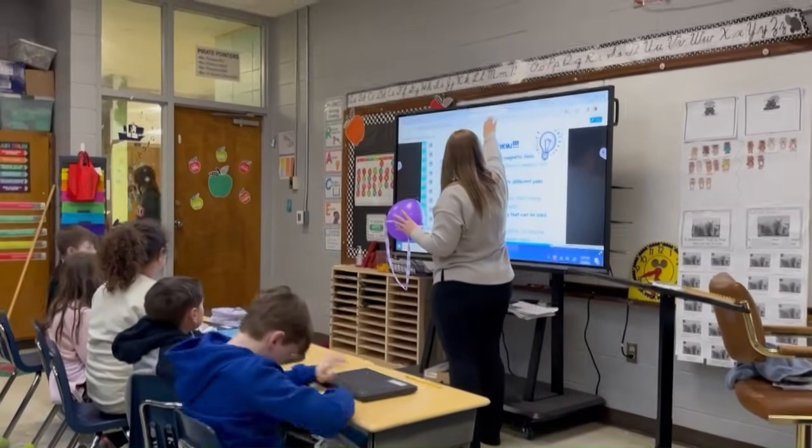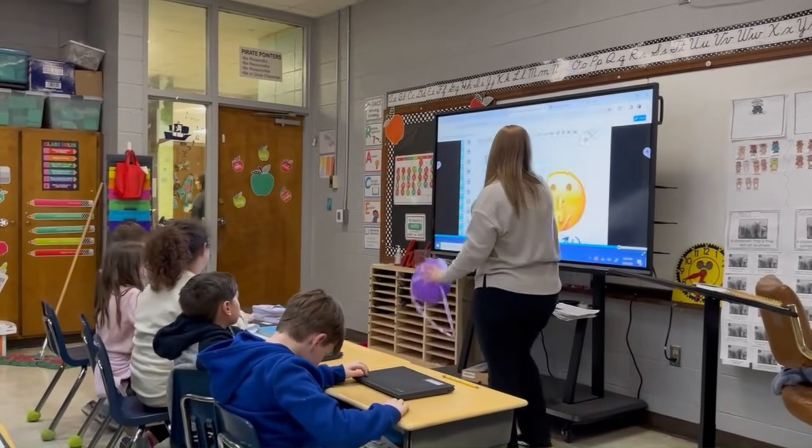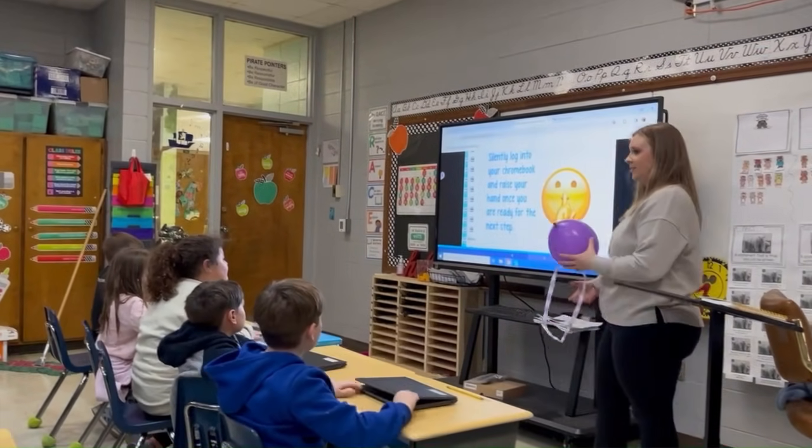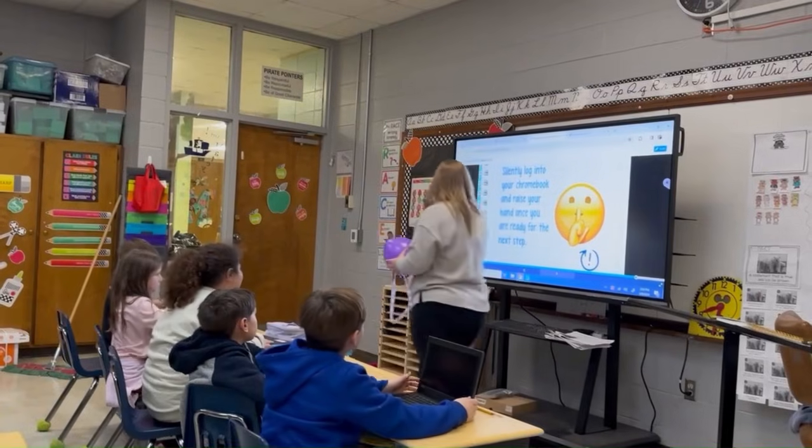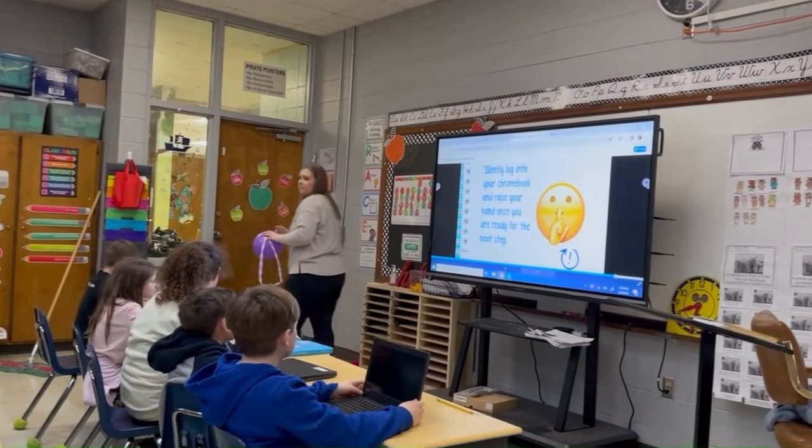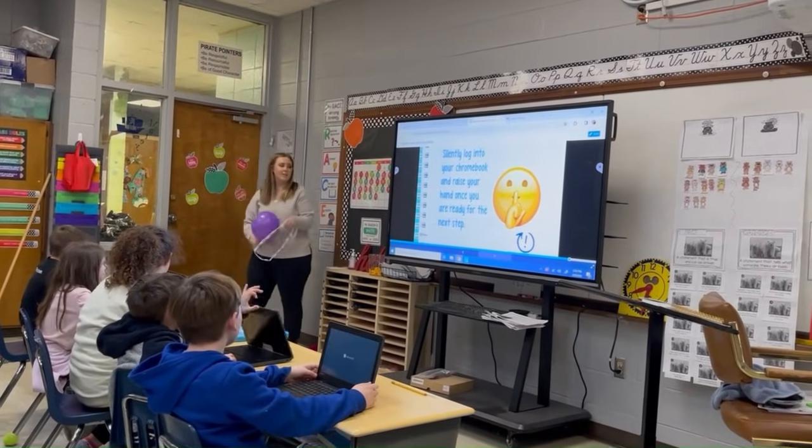Now you guys can open your Chromebooks. Let's see how well we can follow directions. The directions are on the board.